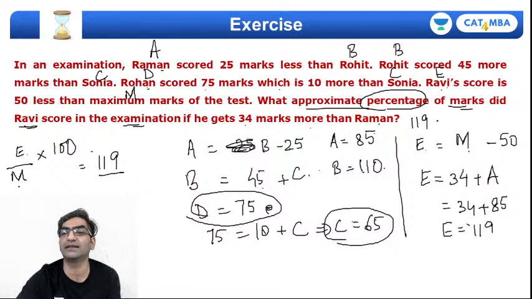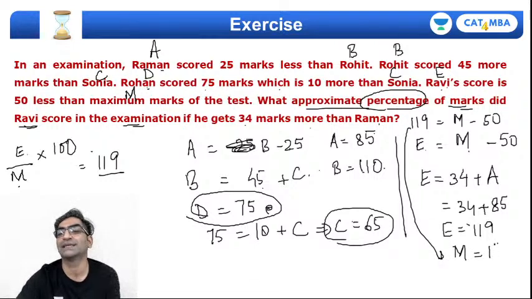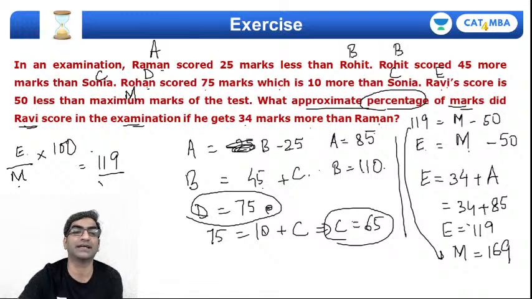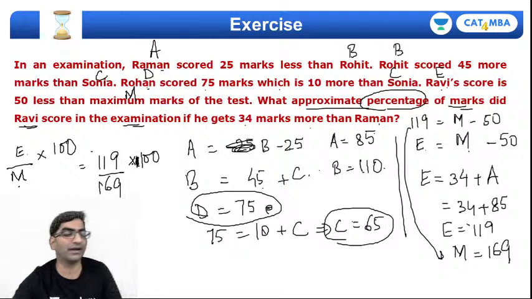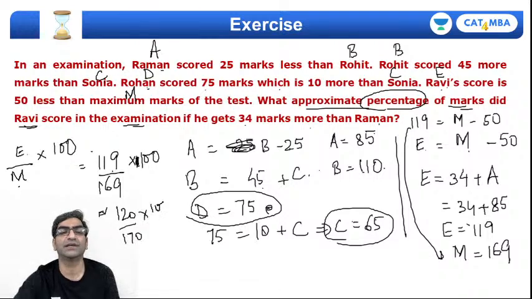119 is equal to maximum marks minus 50, which means maximum marks from here will become 119 plus 50, that's 169, right? So यहाँ इसका डिनोमिनेटर 169 हो जाएगा into 100, है ना? तो एग्जैक्टली तो कैलकुलेटर से कैलकुलेट हो जाएगा, बट इसको हम अप्रॉक्सीमेटली भी तो कैलकुलेट कर सकते हैं. 119 को 120 लिख दो, 169 को 170 लिख दो, इंटू 100 करेंगे तो ये 0 कट जाएगा.